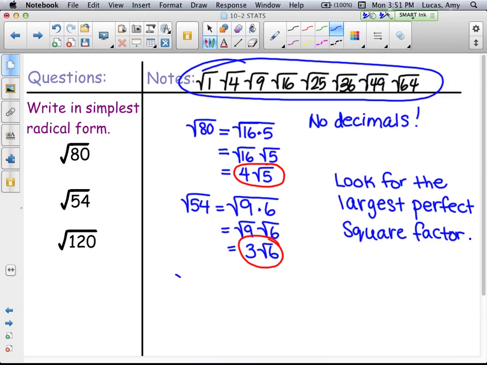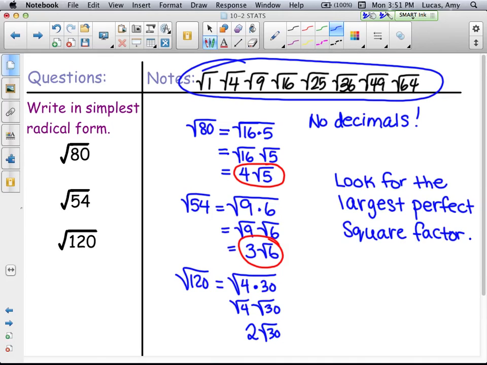The last one is the square root of 120. If I look at my choices up there, you may think, I don't know, maybe I'm not so good at this, so let's just kind of break it down. I know 4 goes into 120, so let's go with 4. 4 times 30. So the square root of 4 times the square root of 30 would be 2 times the square root of 30. Remember, when you take the square root of 4, it becomes 2.